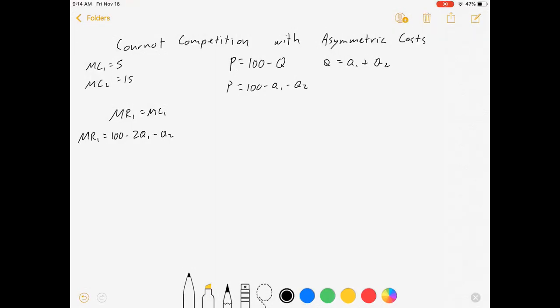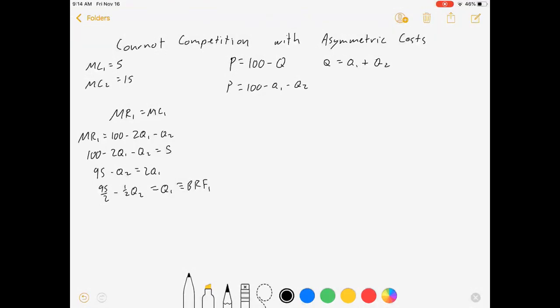Let's get going. Let's set that equal to marginal cost. 100 minus 2Q1 minus Q2 is 5. So 95 minus Q2 is 2Q1. 95 over 2 minus a half of Q2 is Q1. And this is what we call the best response function for firm 1. It gives the best level of Q that firm 1 can choose for anything that firm 2 chooses.